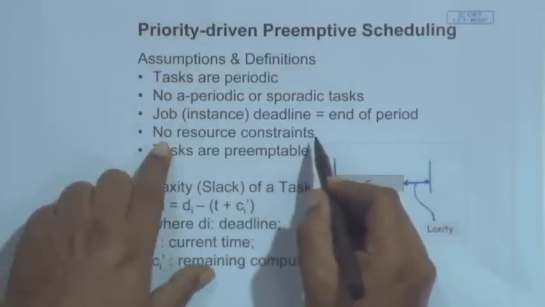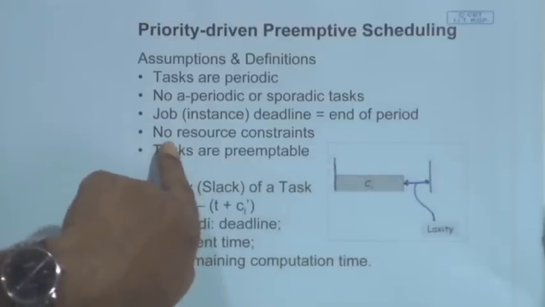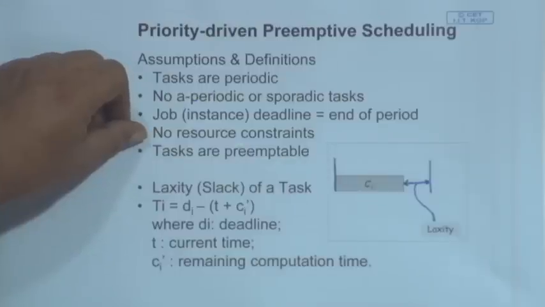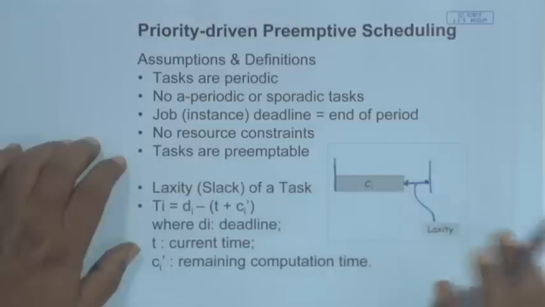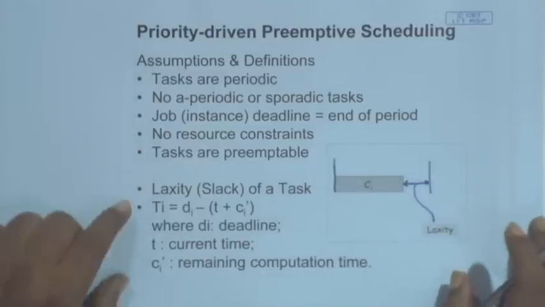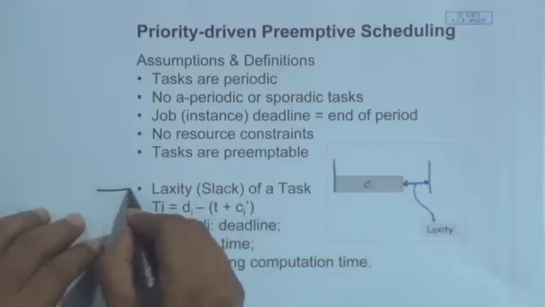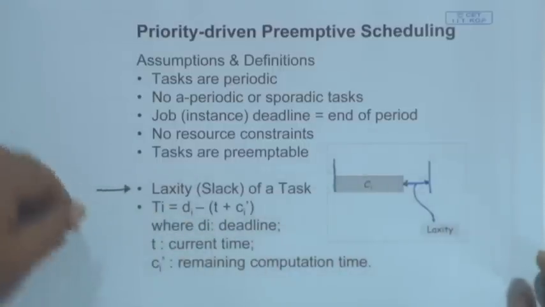And a very important thing here is that we are not considering any resource constraints. In the last lecture, we talked about mutual exclusion and shared resources. We needed to share a resource because there were not ample resources, but here we are assuming that no job will be delayed because of non availability of resources. All right. The tasks are preemptible. Right. We introduce another term here, that is the laxity of the tasks.